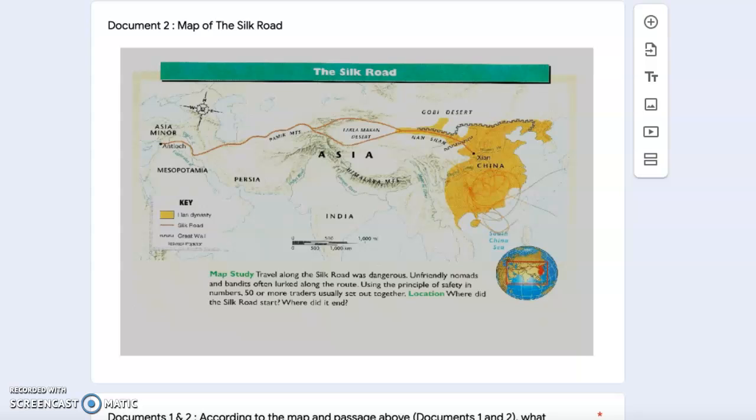Document 2. Map of the Silk Road. Map study. Travel along the Silk Road was dangerous. Unfriendly nomads and bandits often lurked along the route. Using the principle of safety in numbers, 50 or more traders usually set out together. Location. Where did the Silk Road start and where did it end? So when looking at this map, be sure to focus on the cardinal directions at the upper left of the map.